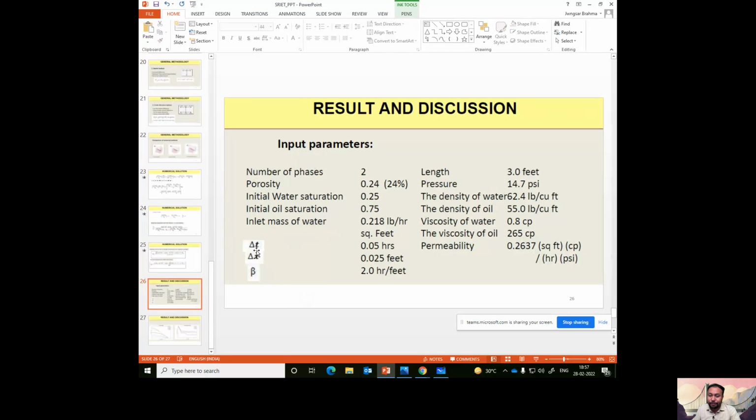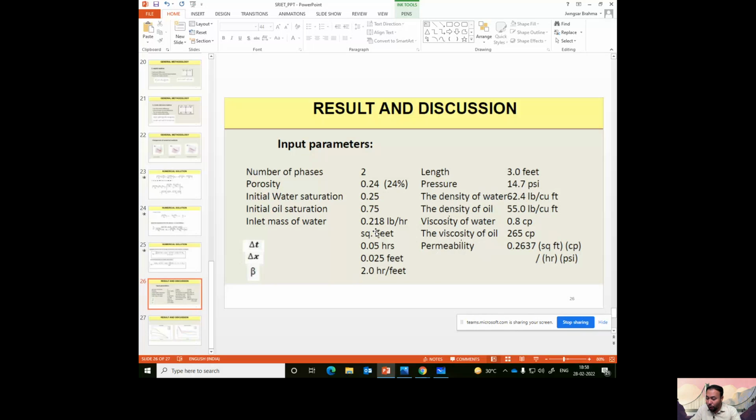So delta T means time increment, it is 0.05 hours. Delta X means length increment, 0.025. Beta is delta T by delta X. The length of the system is 3 feet. Initial pressure is 14.7 psi. Density of the water is 62.4 lb per cubic feet. The density of the oil is 55.0 lb per cubic feet. Viscosity of the water is 0.8, right? Viscosity of oil we took this one, and this is the initial permeability.